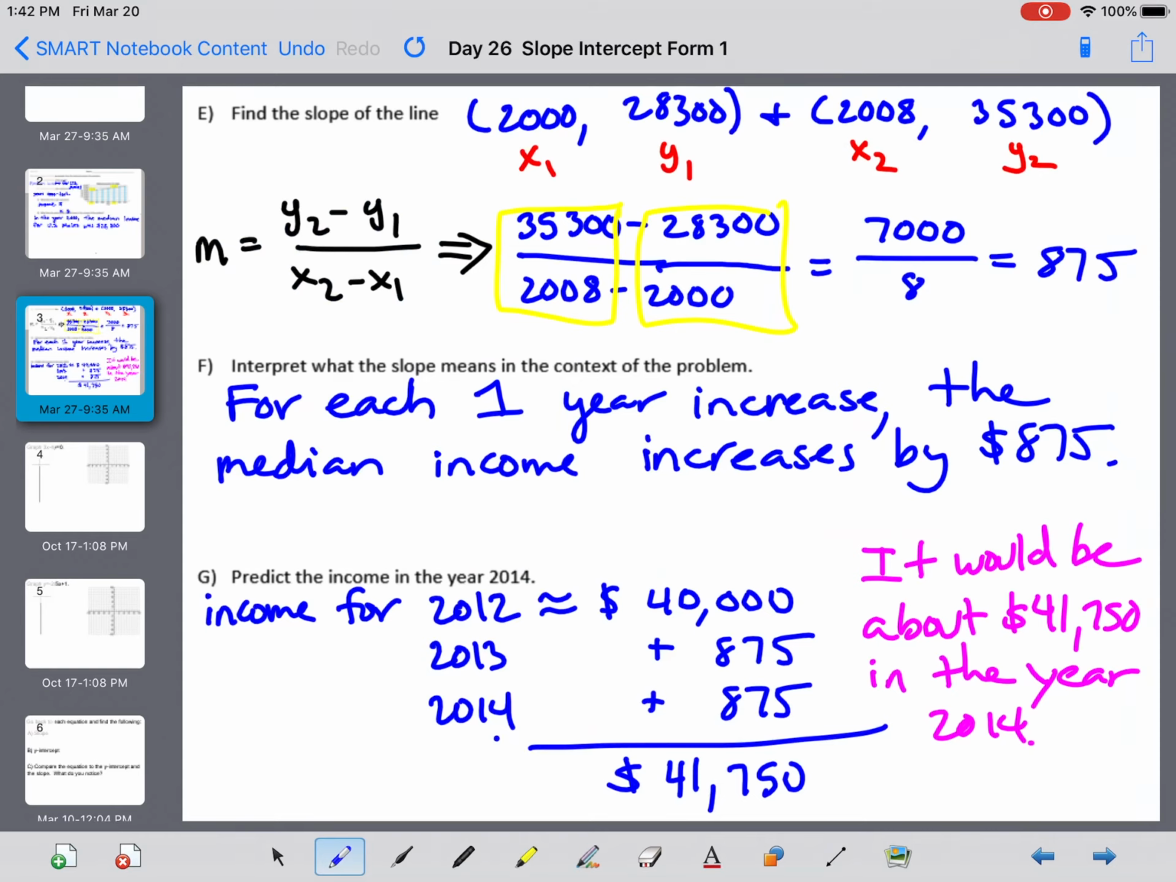And the last part, for part G, there are a lot of strategies that you could take here. My answer is not the perfect answer, but your answer hopefully is going to be close to mine. So if I know the median income in 2012 is about 40,000, I did guess because I don't know the exact number there, I added $875 to figure out the median income for the year 2013 as well as the year 2014. So I got about 41,750. As long as you're close to that, that would be great.